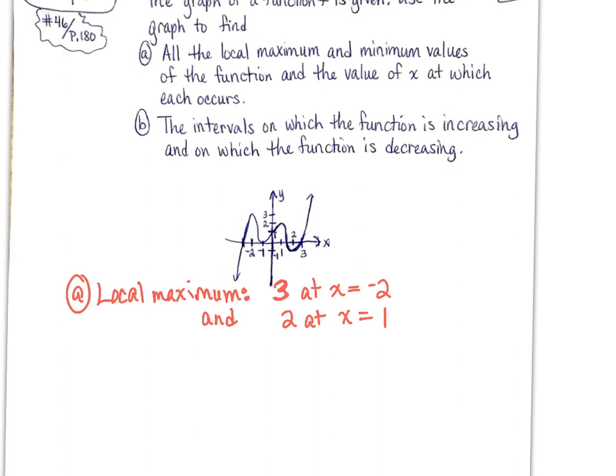Now, what about our local minimum values and where they occur? What's the value? 0 at x equals -1. Good. Do we have another one? Yes. Where at? So that's our value. And where does it occur? At x equals 2. Good. Do we have any more? No. Very good. That's it.